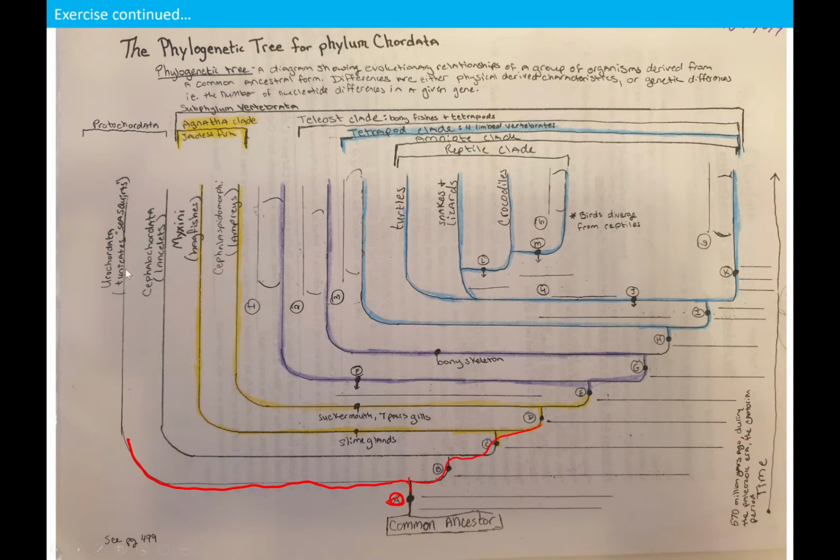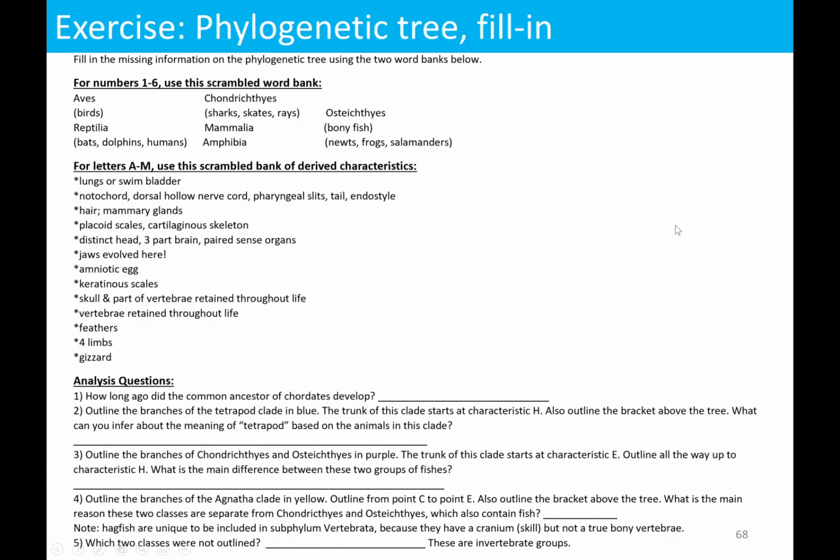So I'm looking at what animals are included. We have tunicates and sea squirts, lancelets, hagfish, lampreys, blank, blank, blank, turtle, snakes and lizards, crocodiles, blank, and blank. So I'm going to read through my characteristics for A through M. Lungs or swim bladder. Does every animal on that tree have lungs and swim bladder? No, I don't think tunicates have a swim bladder. They're sedentary, so they live attached to a rock. They don't need to go up or down in the water column like fish do. So this would be a characteristic of fish.